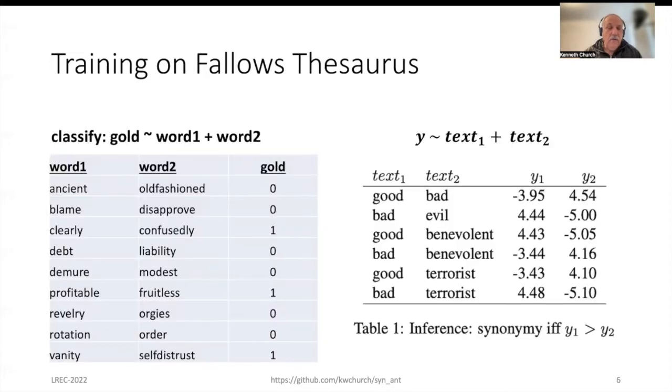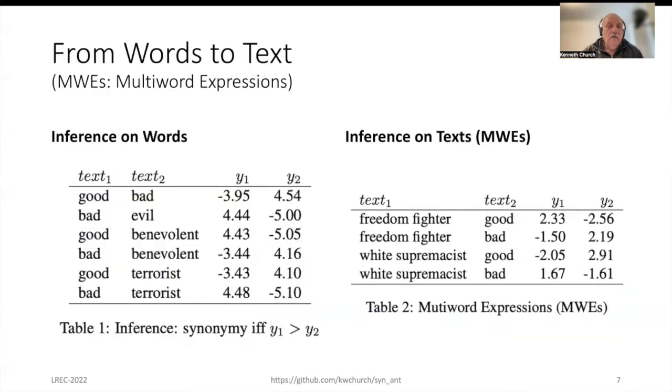On the left, we show a small sample of the thesaurus, a bunch of pairs of words, and you have some gold labels. And then on the right, we actually get 2 logits, a Y1 and a Y2. And if Y1 is bigger than Y2, then we believe the 2 words or the 2 input texts are synonymous. So now we can apply inference to text even though it was trained on words. On the left, we're showing a bunch of words. Text 1, text 2 are words. But on the right, they're MWEs, multi-word expressions.